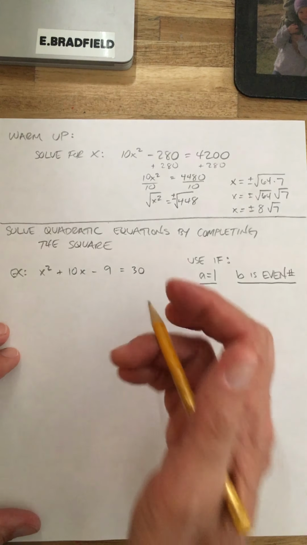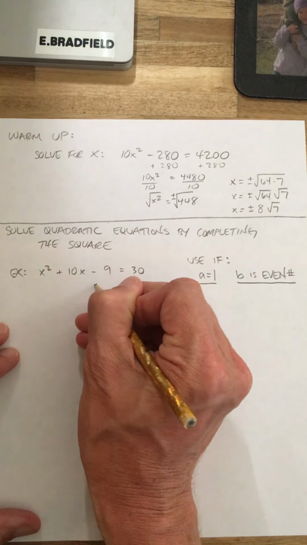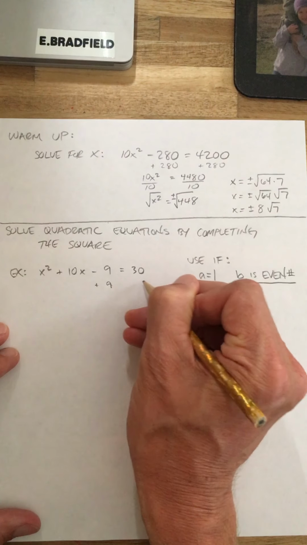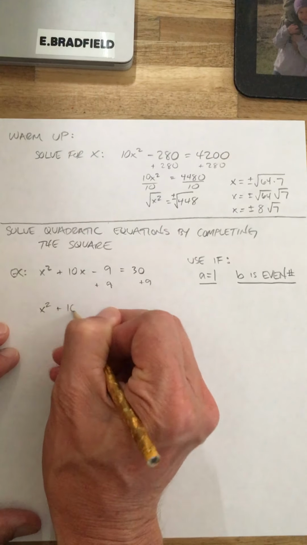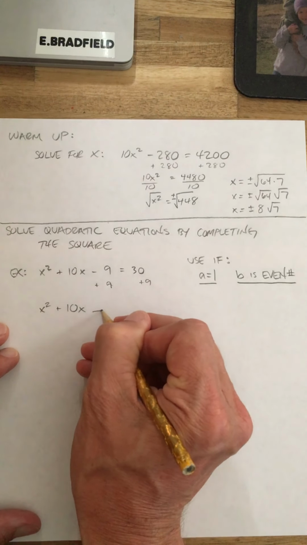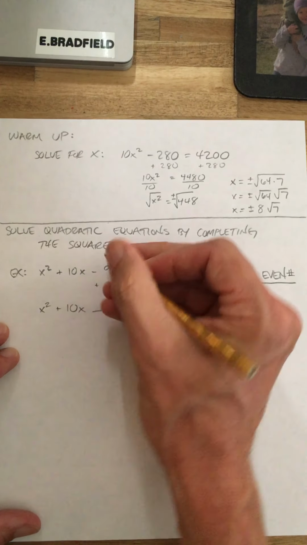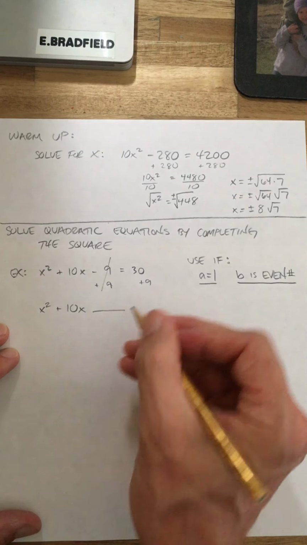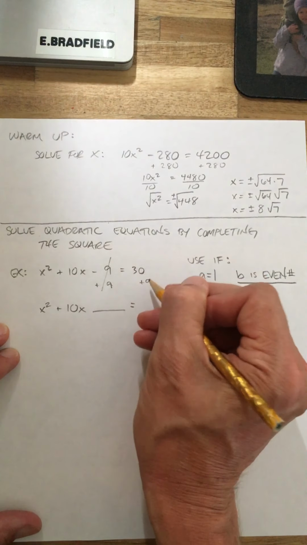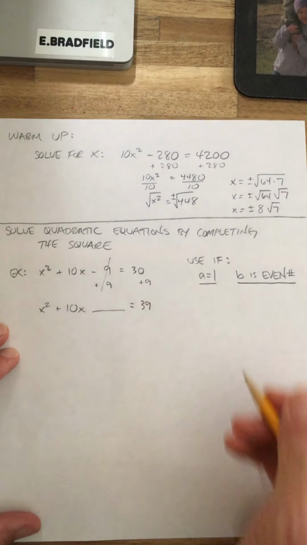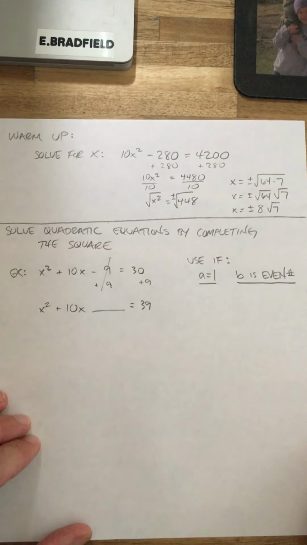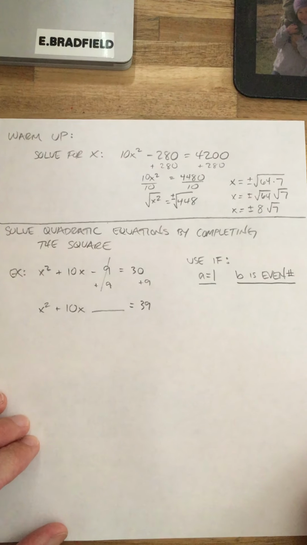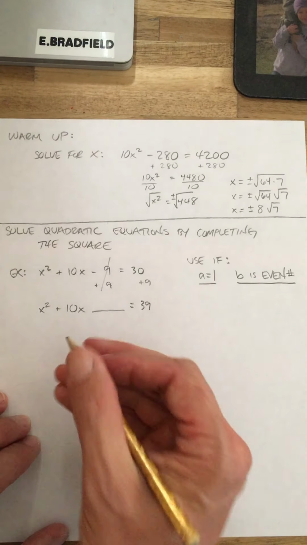Here we go. We're going to move the 9 over to the other side. Add 9, and we get x squared plus 10x. You're going to leave some space right here, where the 9's canceled. Equals, and then 30 plus 9 is 39. So all we did was add 9 to the other side. And this is what you're going to do now.